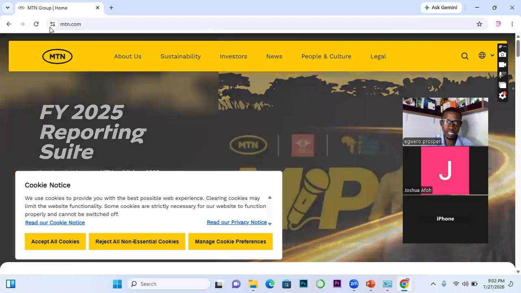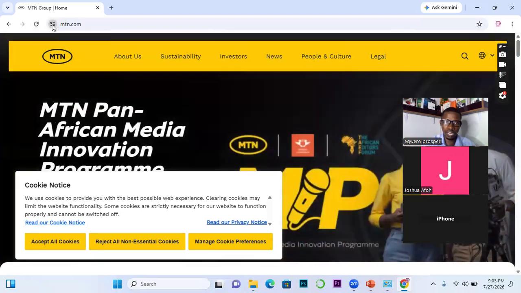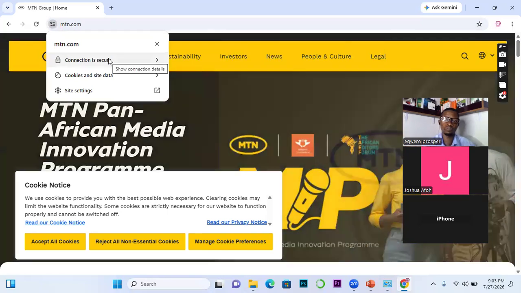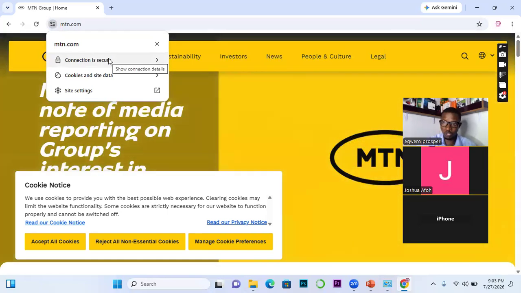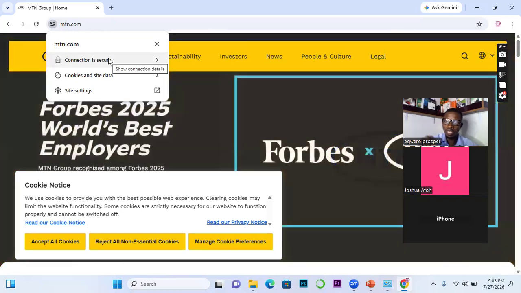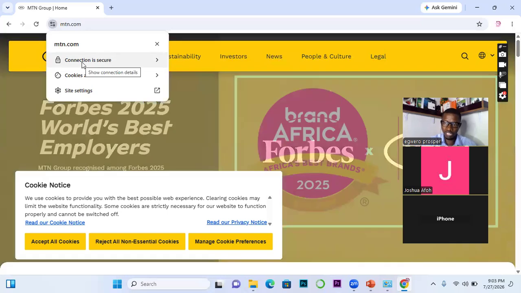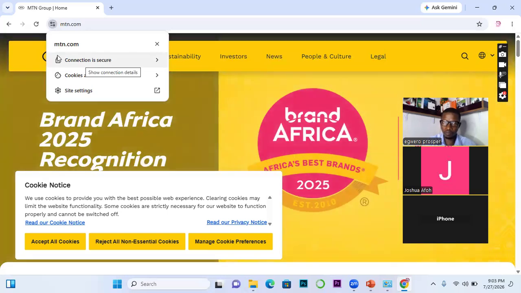Now look at it here. You see this icon. If you click on this icon now, you are going to get what? Connection is secured. That is because of what? This particular website, I'm going to ask you now, please unmute and talk back to me, Mr. Joshua. If I ask you now, which port is this website using to transfer its information that makes it have this?